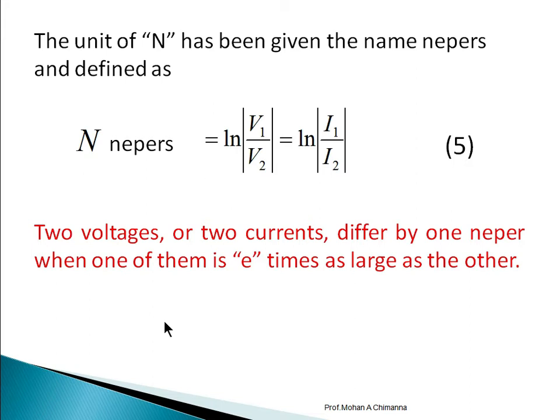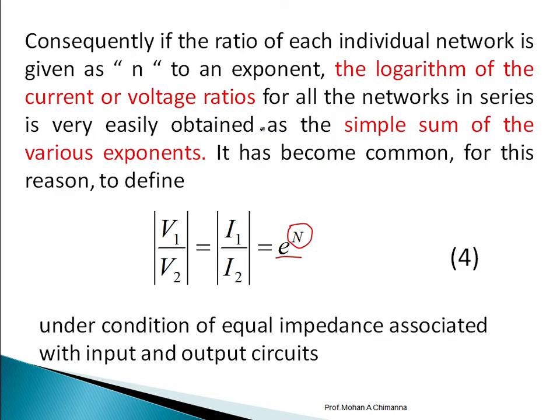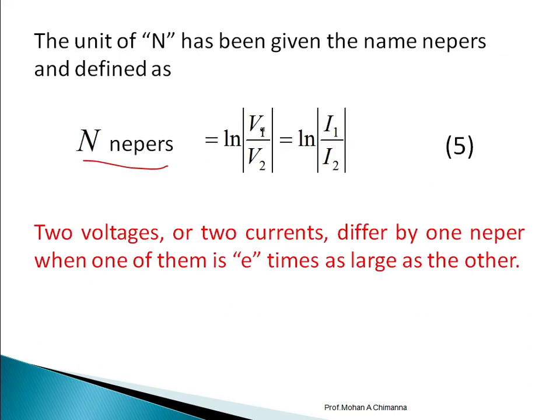So the unit of n has been given the name Neper, and n is defined in Nepers. Then, with reference to this equation, we take the natural logarithm on both sides, so that the natural logarithm of V1 upon V2 is equal to the natural logarithm of I1 upon I2. This is equation number 5. So if two voltages or two currents differ by 1 Neper, then one of them is e times larger than the other.